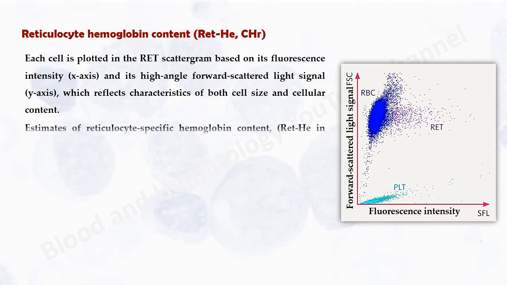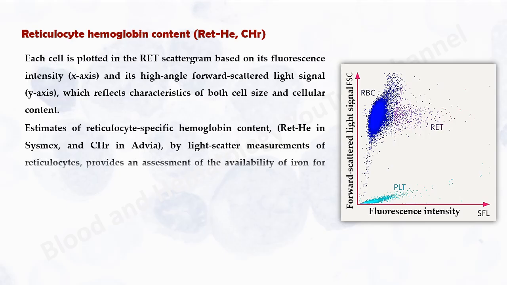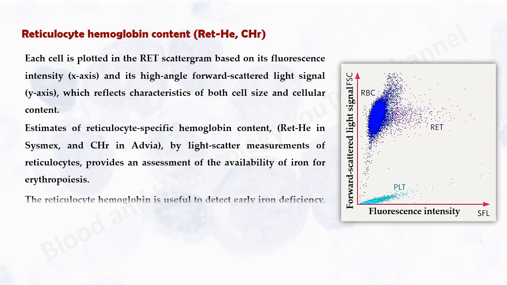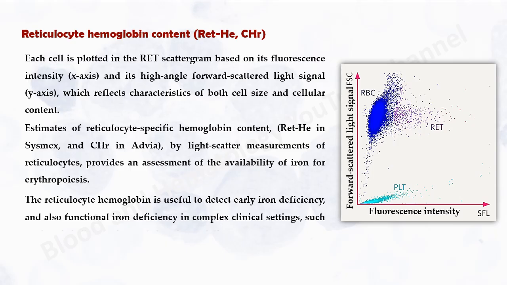Estimates of reticulocyte-specific hemoglobin content by light scatter measurements of reticulocytes provides an assessment of the availability of iron for erythropoiesis. The reticulocyte hemoglobin is useful to detect early iron deficiency, and also functional iron deficiency in complex clinical settings, such as chronic inflammation and chronic renal disease.